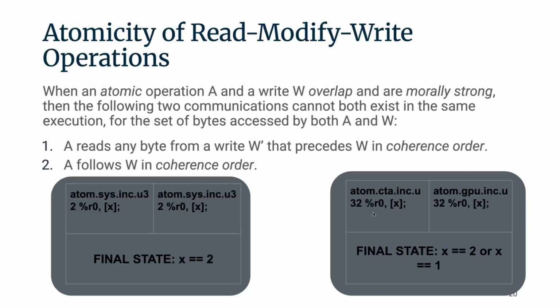Now, for another example, one of them is in CTA scope, the other is in GPU scope. So if this is in a block and this is in a different block, these two are not considered to be morally strong relative to each other. This axiom does not apply. So you could have a final state of X equals 1. If you don't have morally strong atomic operations, they would not work as you expect.